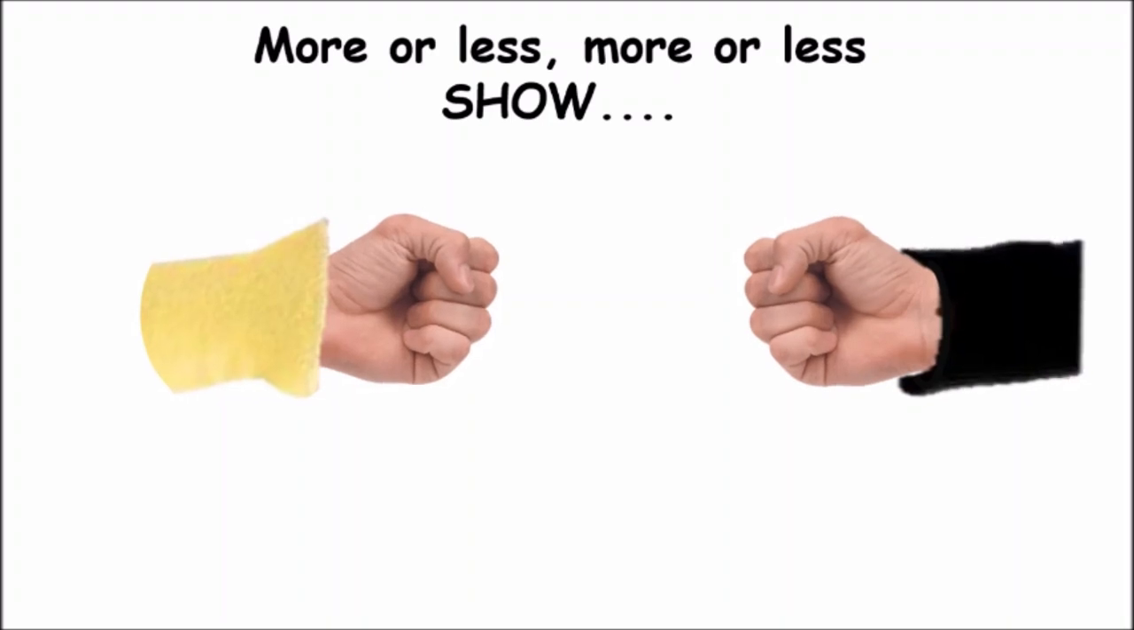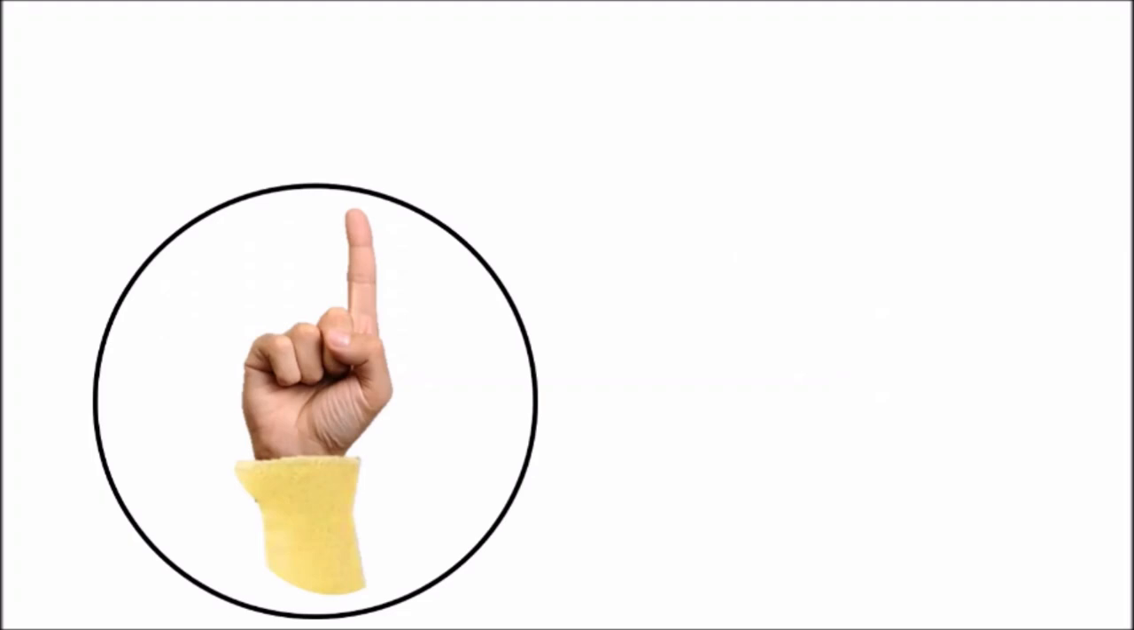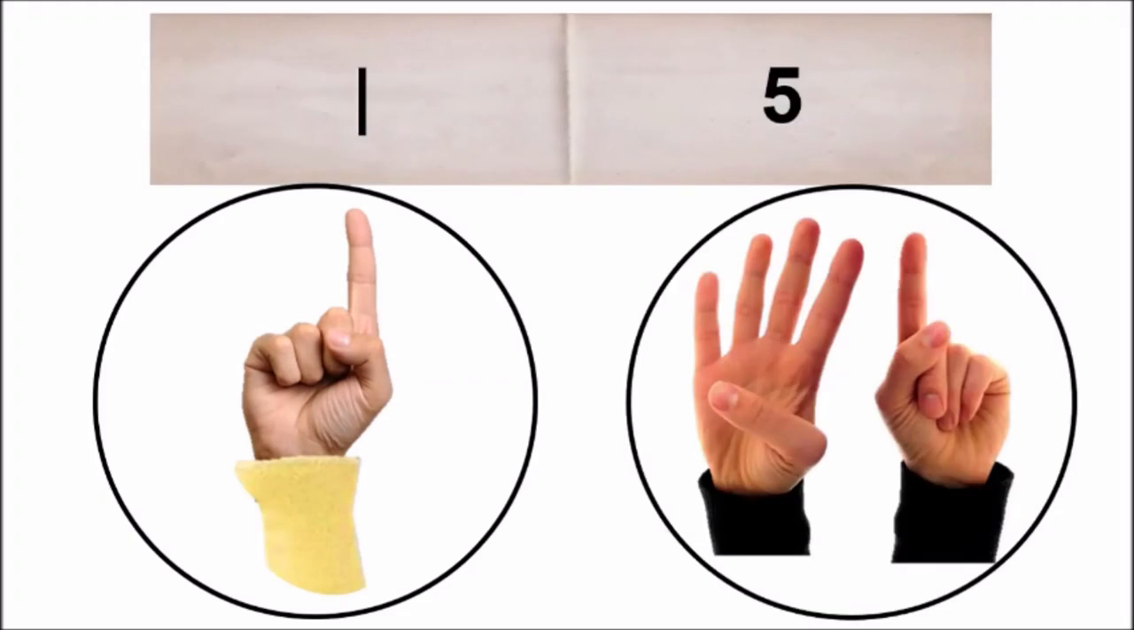Now let us play this game again. More or less. More or less. Show. Children, 1 finger is more or 5 fingers are more? Tell me fast. Where will my circle go? 5 or 1? Which number is more, children? 5 fingers are more. Number 5 is more and number 1 is less. So did you circle number 5? Yes, then time for a celebration dance.